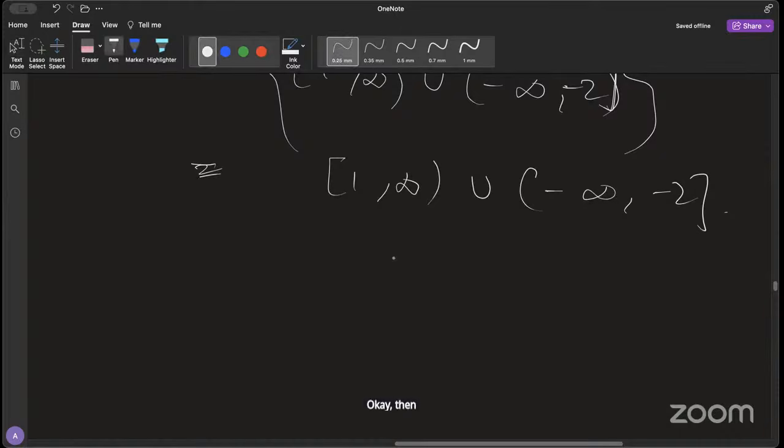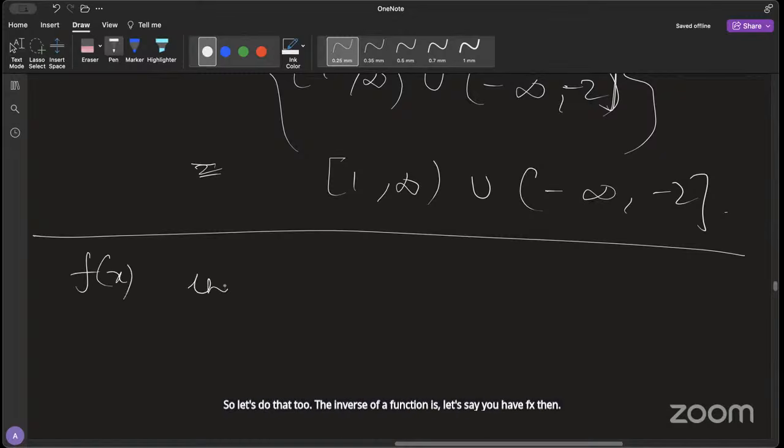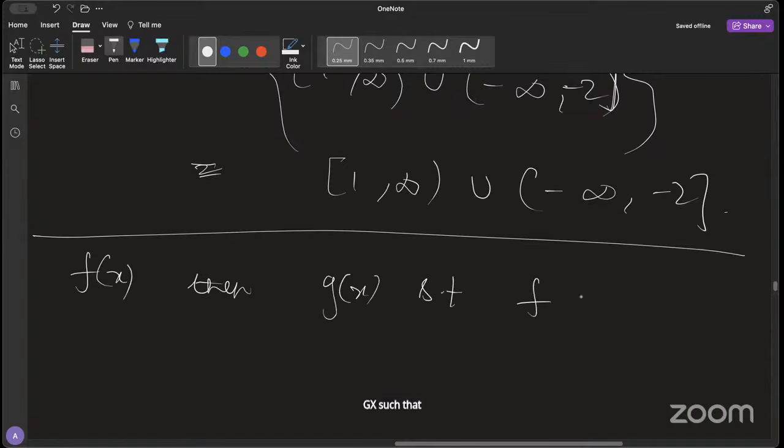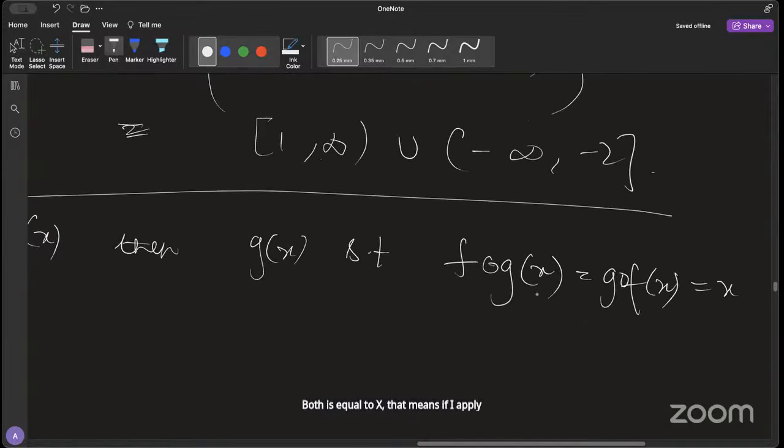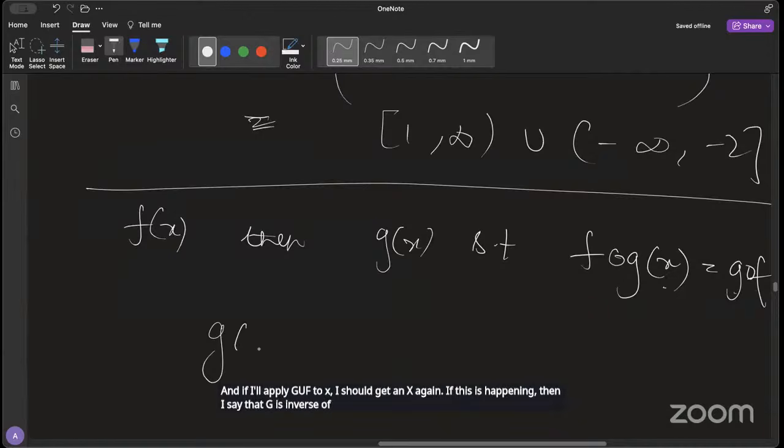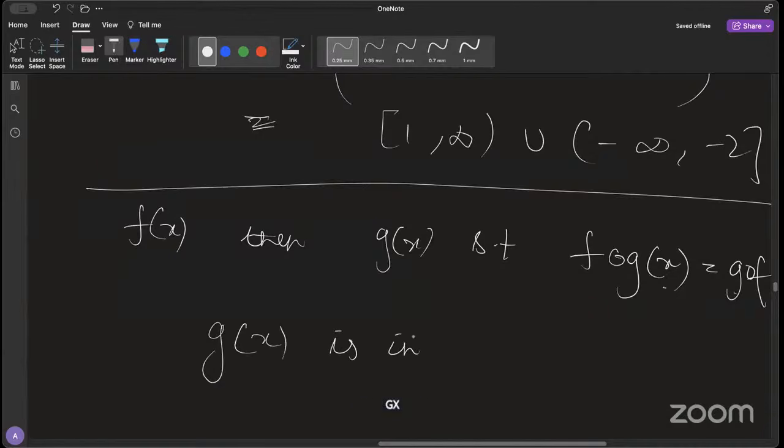Okay, then we are only left with inverses of functions. So let's do that too. The inverse of a function is, let's say you have f(x), then g(x) such that f∘g of x and g∘f of x both are equal to x. That means if I apply f∘g to x, I should get x. And if I apply g∘f to x, I should get x again. If this is happening, then I say g(x) is the inverse of f.